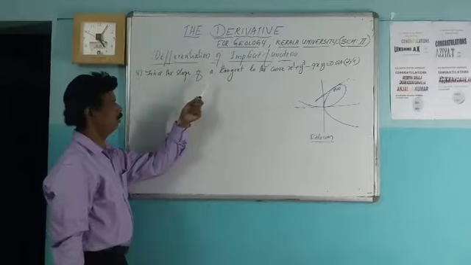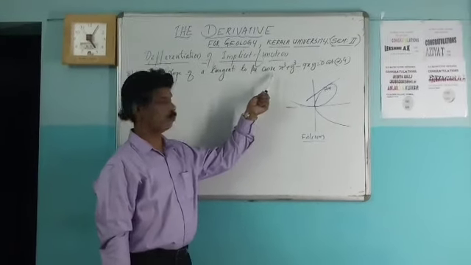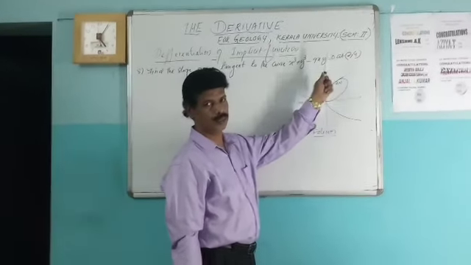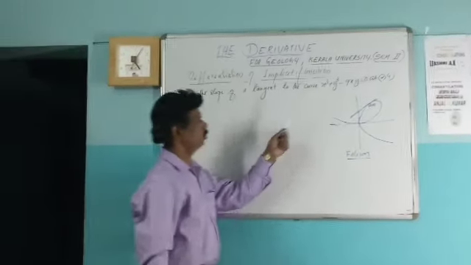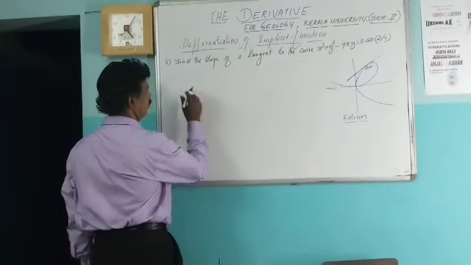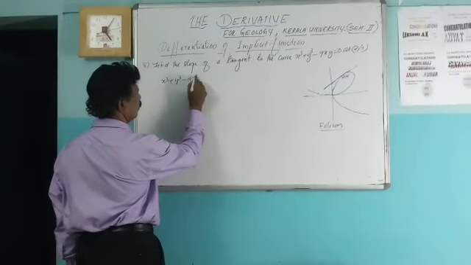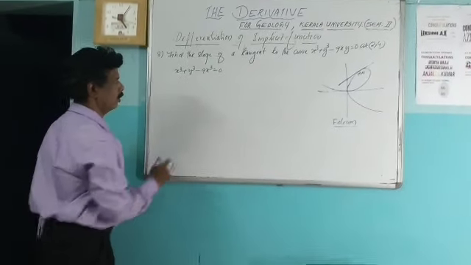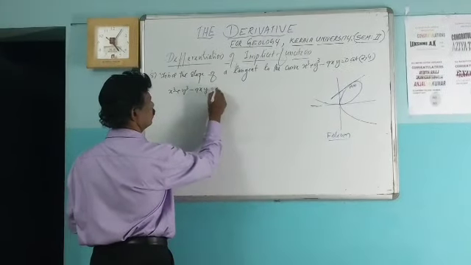Find the slope of a tangent to the curve x cube plus y cube minus 9xy equal to 0 at (2, 4). Okay. See, given x cube plus y cube minus 9xy equal to 0. Then slope means you have to find out dy by dx. It is 9xy, not 9x cube. It is 9xy equal to 0.